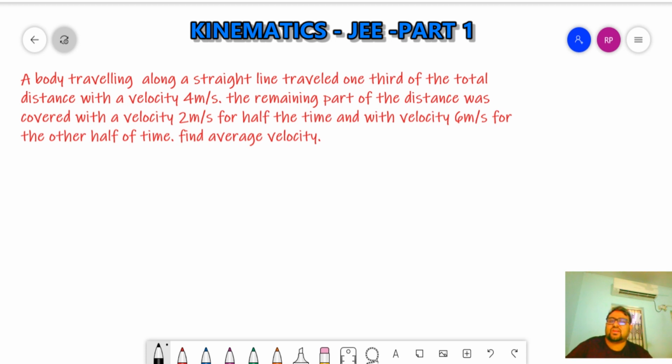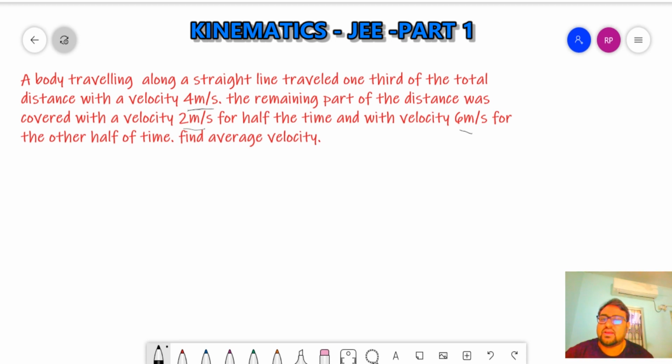A body traveling along a straight line traveled one third of the total distance with a velocity 4 meter per second. The remaining part of the distance was covered with a velocity 2 meter per second for half the time, and with velocity 6 meter per second for the other half time. You have to find out the average velocity. See what is given. Half of the distance is covered with 4 meter per second, then for half the time it was 2 meter per second, not half distance, and for remaining half time it was 6 meter per second. Now find out the average velocity. First you try by yourself.